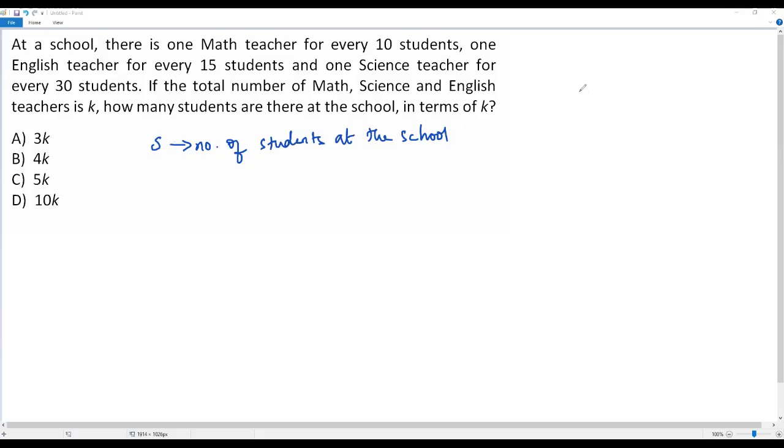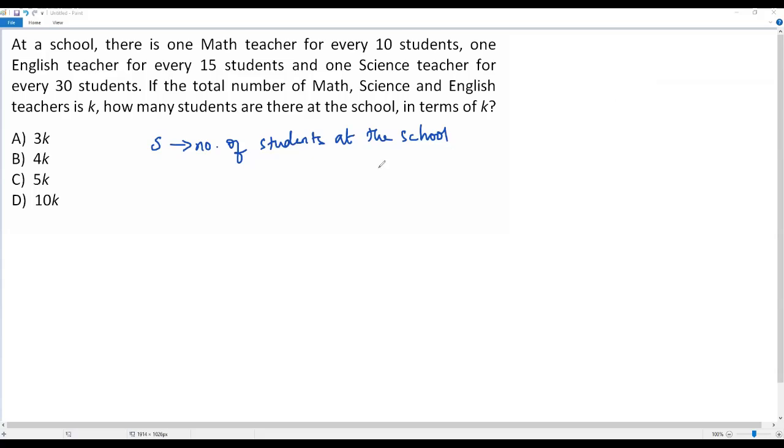Just as one example, I assume there are 50 students at the school. Then how many math teachers should be there for these 50 students? According to the information, there is one math teacher for every 10 students. It's very simple, it's just 5. Then how can we get this answer 5? We have to divide the total number of students, 50, by the number of students for whom there is one math teacher, that is 10. When I divide 50 by 10, I'm getting 5. So 5 is the number of math teachers for 50 students.